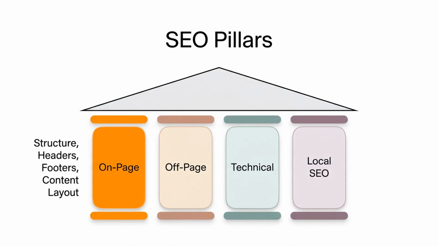Let us look briefly at on-page SEO. This encompasses everything you do directly on your website during and after its creation. It involves structuring your headers, organizing your footers, and ensuring your content layout is easily readable. If Google cannot read your layout, even the best product will remain completely hidden.